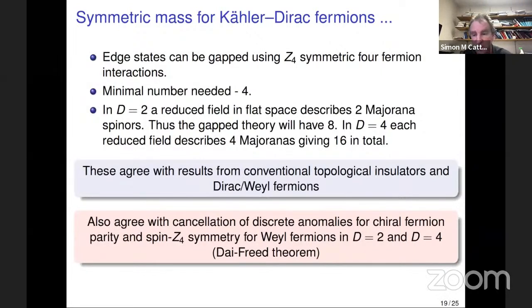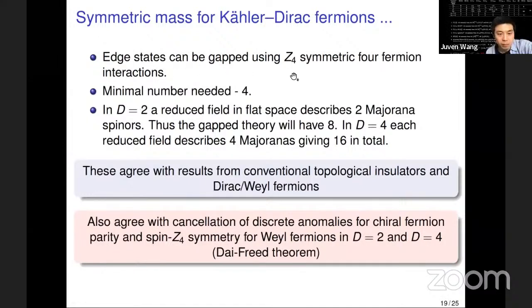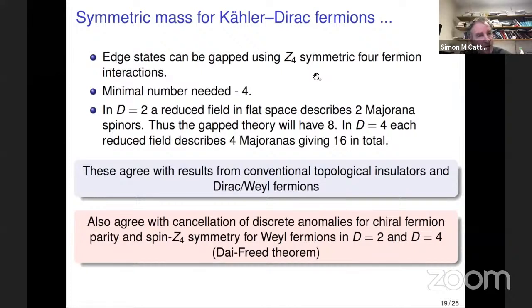All right. Well, I'm nearly finished, actually, so we can probably get quickly through this. So these edge states can be gapped using Z4 symmetric four-fermion interactions, and that's what the staggered fermion model did at the beginning. Of course, the minimal number I need is four. And since a two-dimensional reduced field in flat space describes two Majorana fermions, that will give me a total of eight in the end, if I decomposed it into spinors. That would be the field content of my spinor theory.